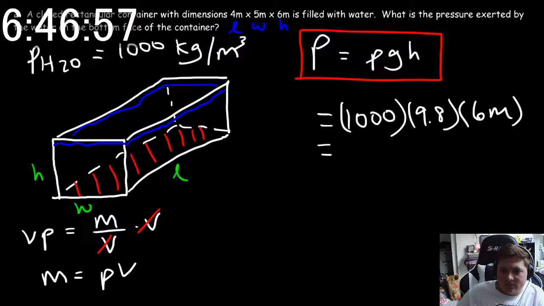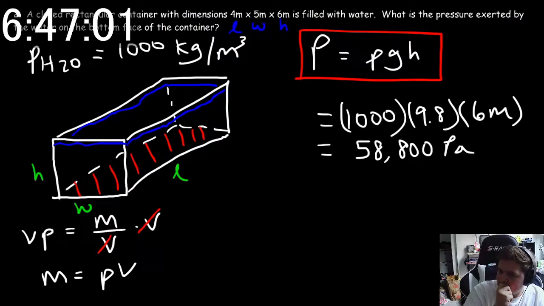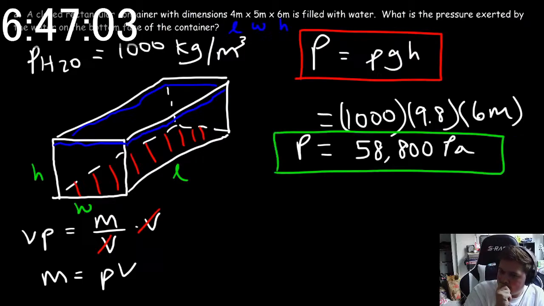So it's going to be 1,000 times 9.8 times 6. So the pressure is 58,800 pascals. So that's the pressure due to the weight of the water alone.